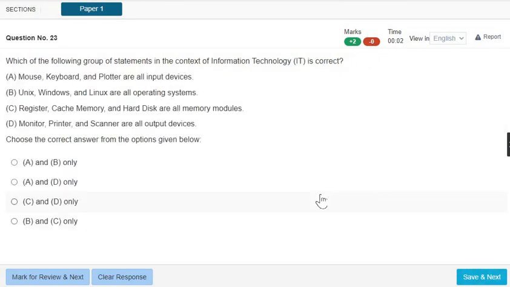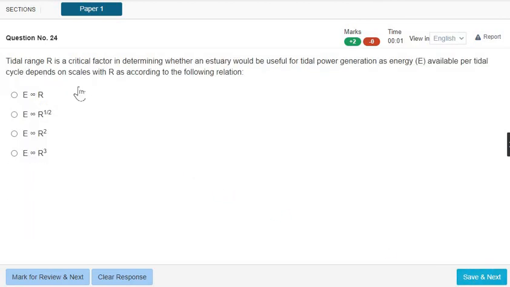Which of the following group of statements in the context of information technology is correct? Mouse, keyboard, plotter. Answer is B and C. Unix, Windows, register. Okay.